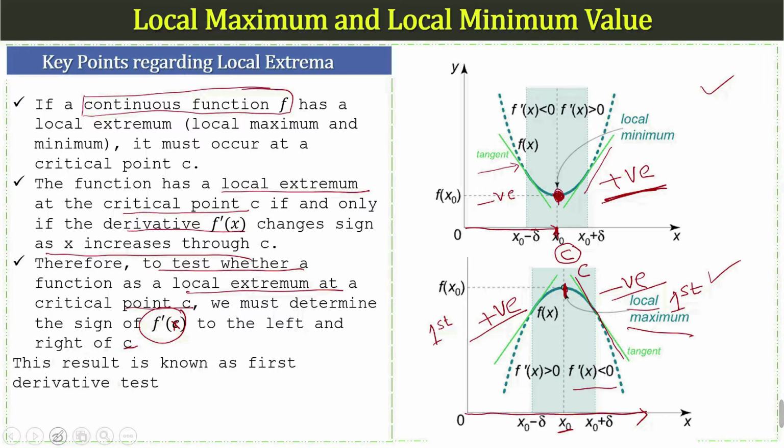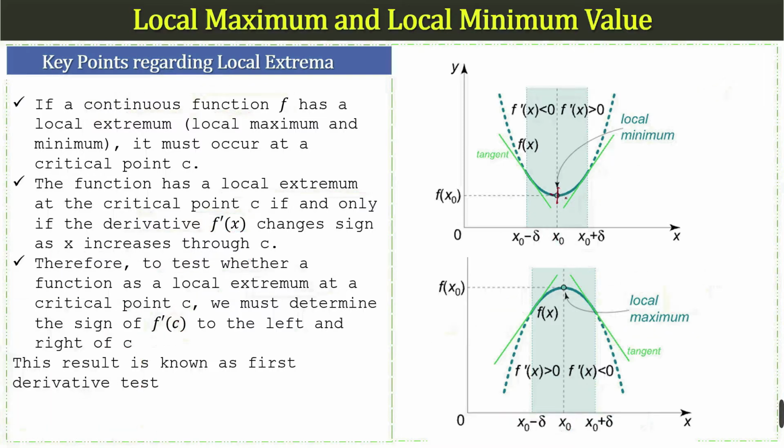Okay, we have discussed over here, in this case and in this case, the sign of the first derivative around this point, before the critical point and after the critical point. If the derivative changes sign around these critical points, then the function has a local maximum or local minimum. This result is known as the first derivative test.